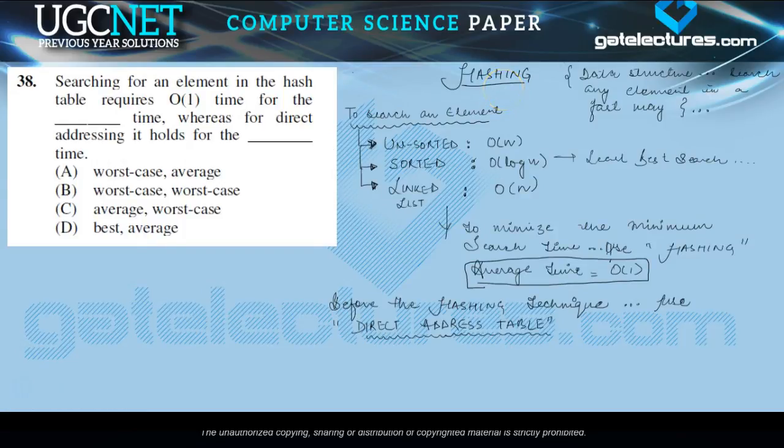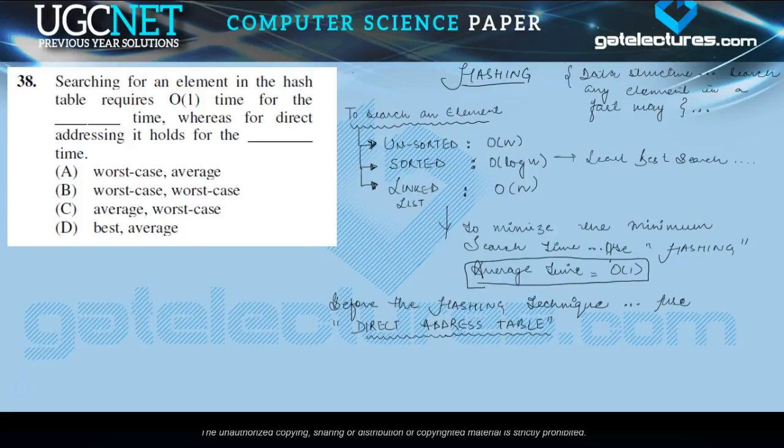Next question is question number 38. Searching for an element in the hash table requires big O of 1 time for which case, and for direct addressing it holds for which case. So basically hashing is a data structure, and the main purpose of this data structure is to store the data and to search any element in a faster way.